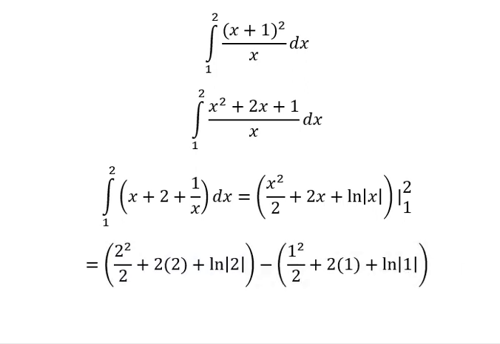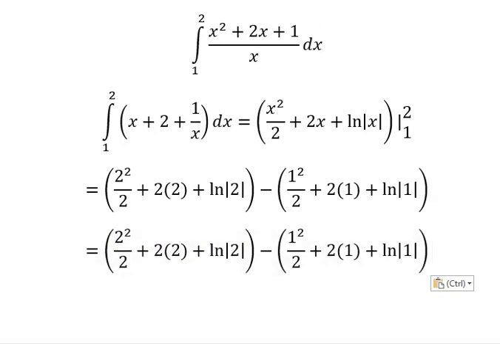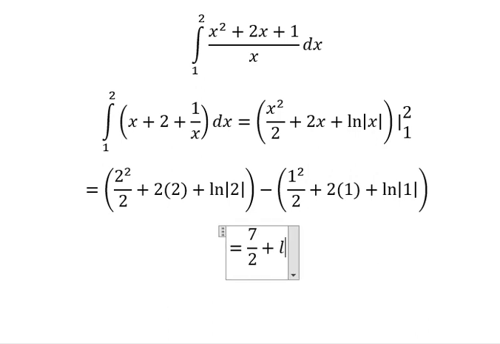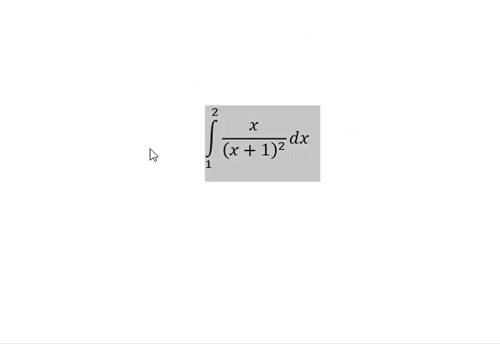So we need to simplify this one, and we have 7/2 and ln number 2. This is the answer. Now let's go to the next one.